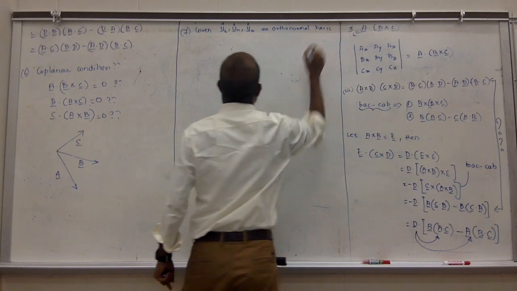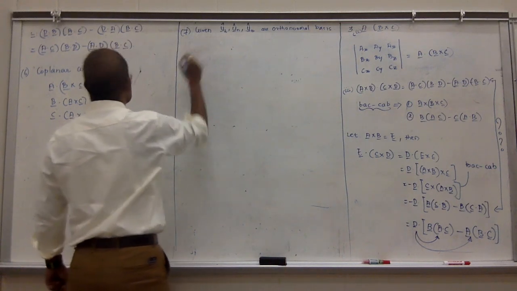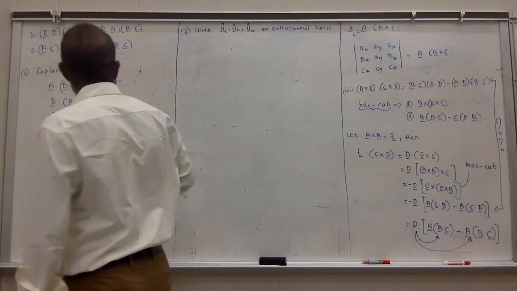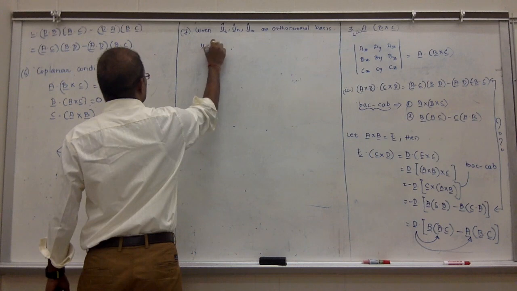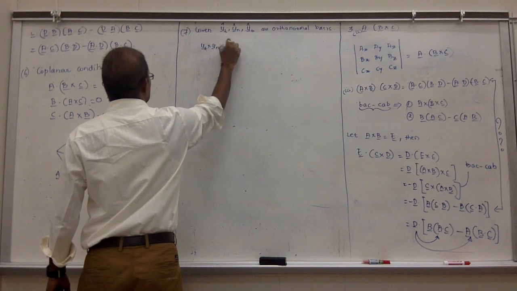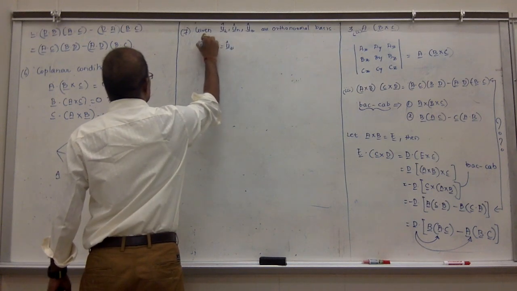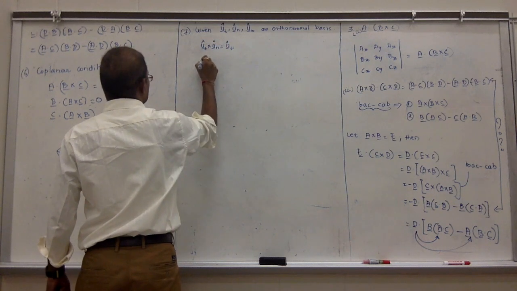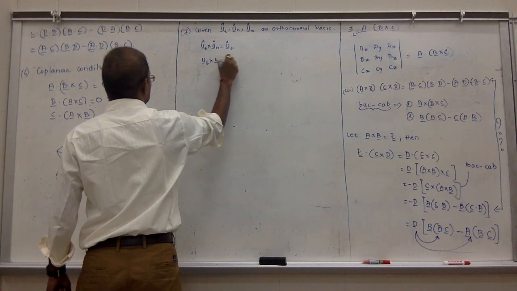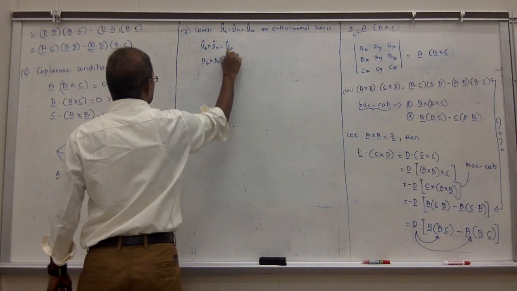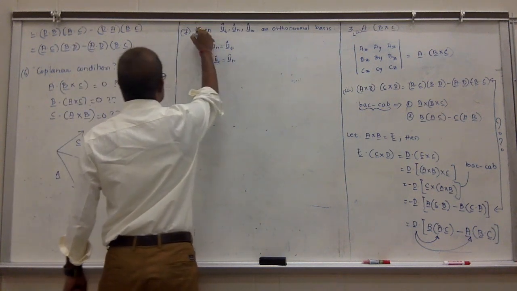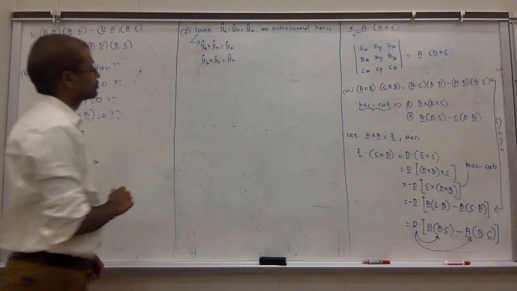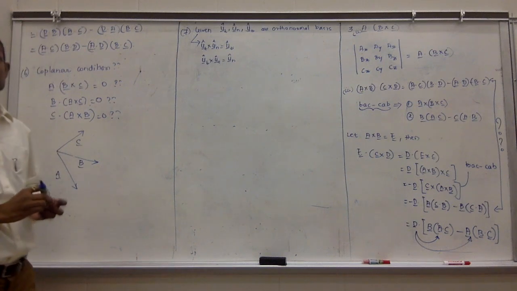And what is the relationship? What is given? UT cross with UN is equal to UB. And what do you need to prove? UB cross with UT equals UN, and UN cross with UB equals UT. I'll show you one of them. So this is given. Is that orthogonal or orthonormal?